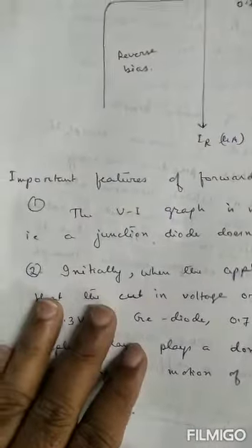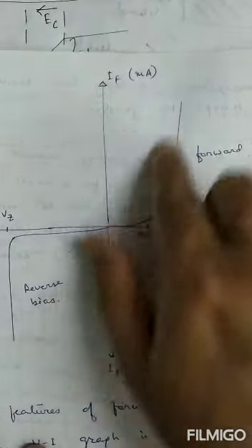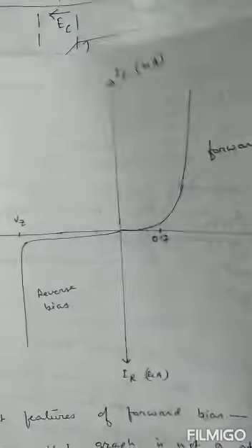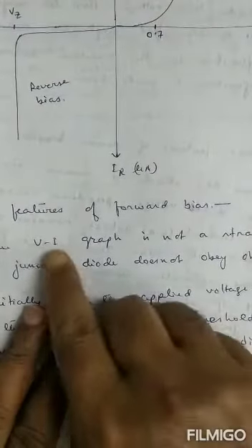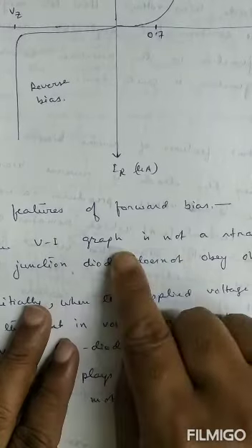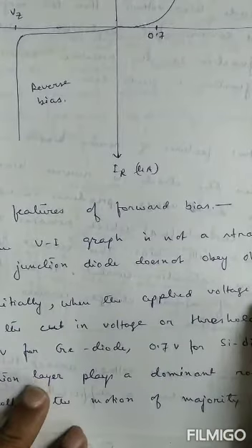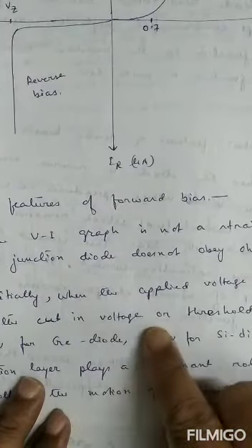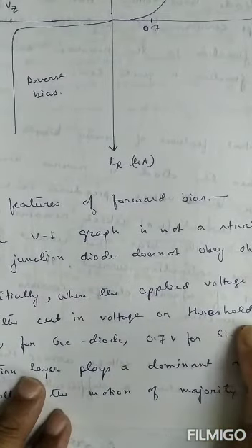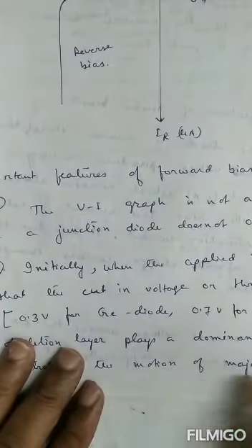So what are the important characteristics of forward bias curve? Some of the important features of forward bias curve is the VI characteristics. VI graph is not a straight line. That means junction diode does not obey Ohm's law. Initially, when the applied voltage is less than the cut-in voltage or threshold voltage, which is 0.7 volt for silicon and 0.3 volt for germanium.